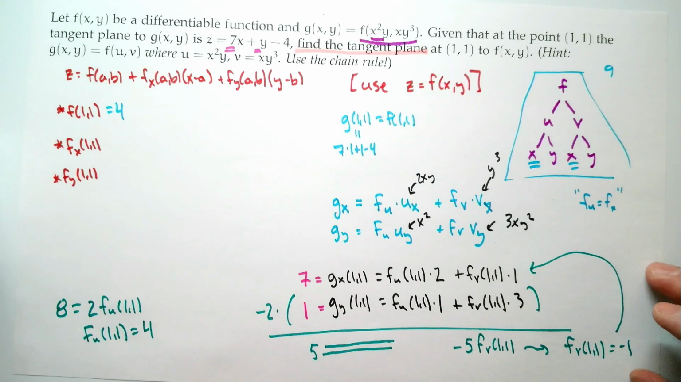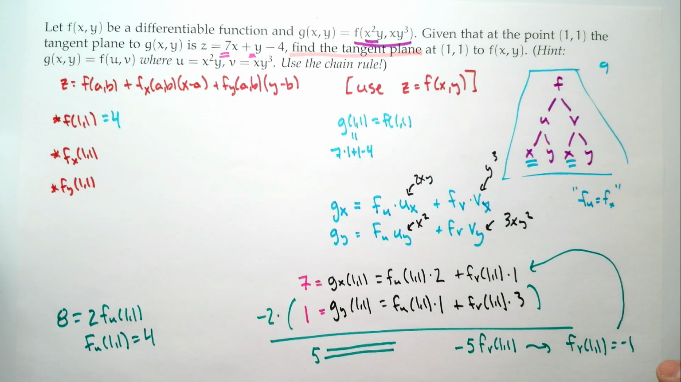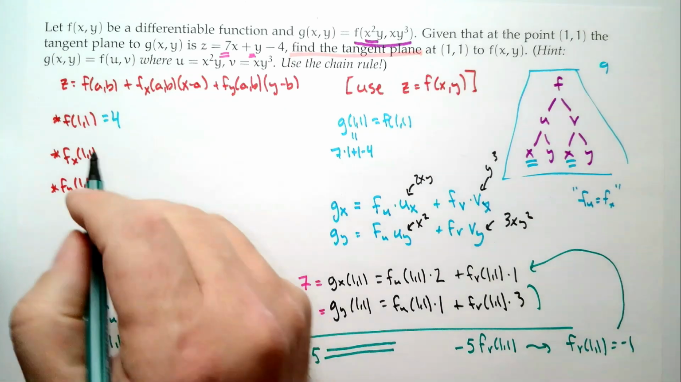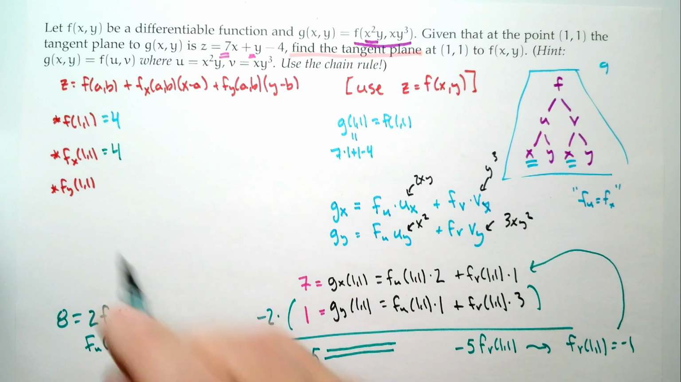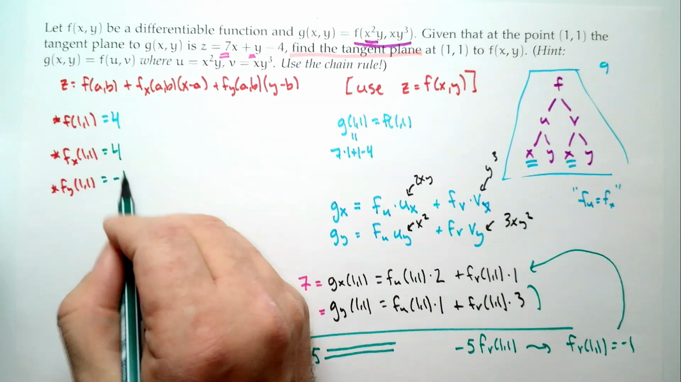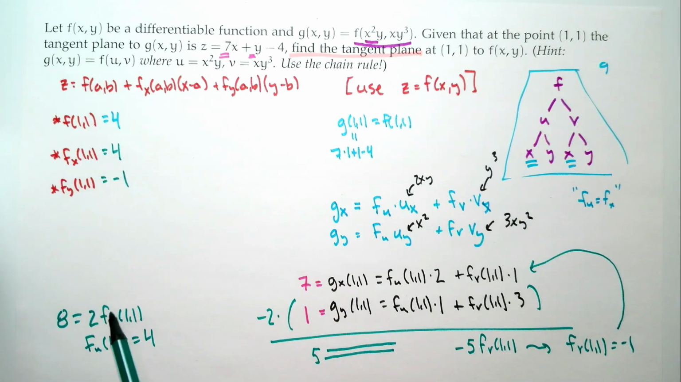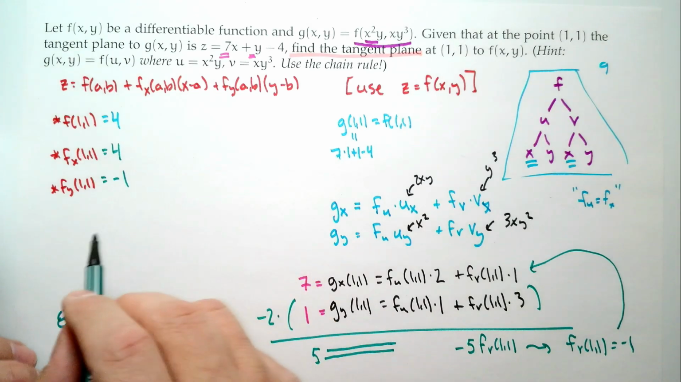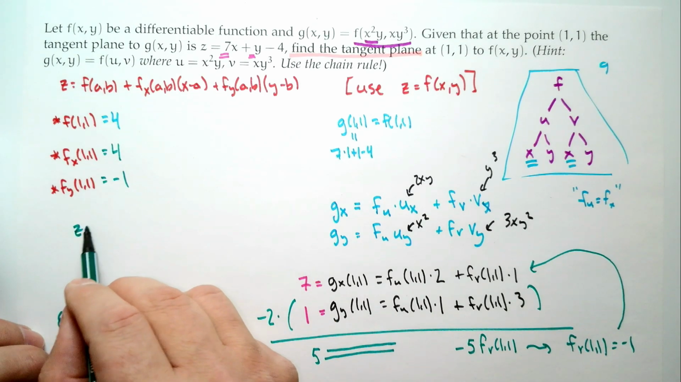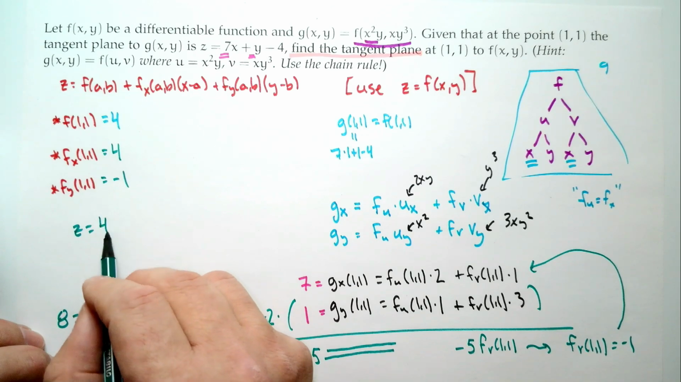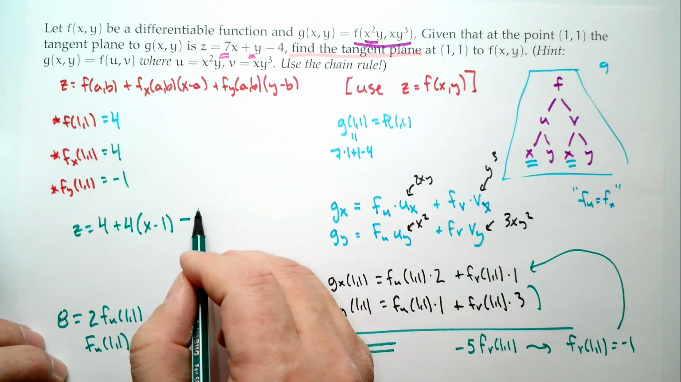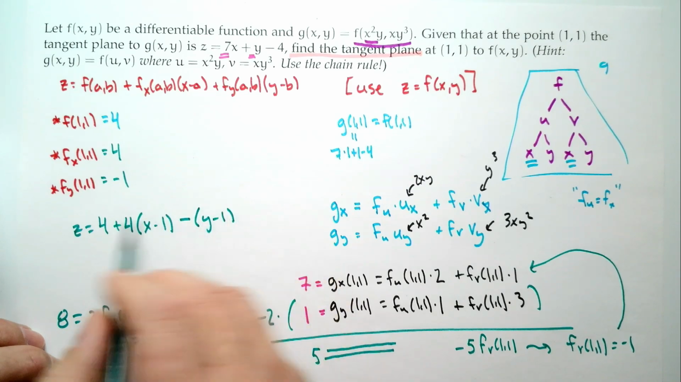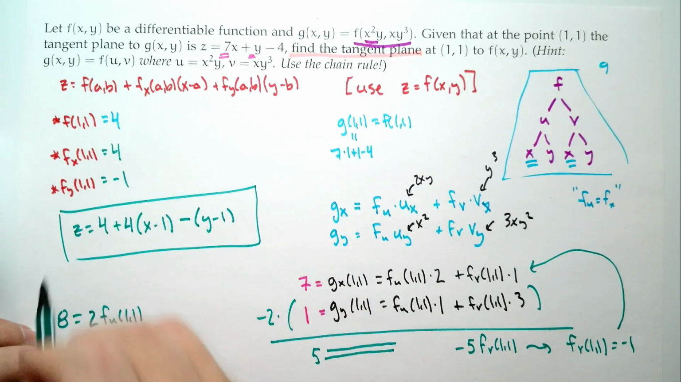Now, we've just put this together. We know the derivative with respect to the first slot, so that's what the f sub x should be. We know the derivative with respect to the second slot, that's what our fy should be. And now we have our information. And therefore, our answer, we write it down, is 4 plus 4 times x minus 1 minus y minus 1, and we leave it in that form.